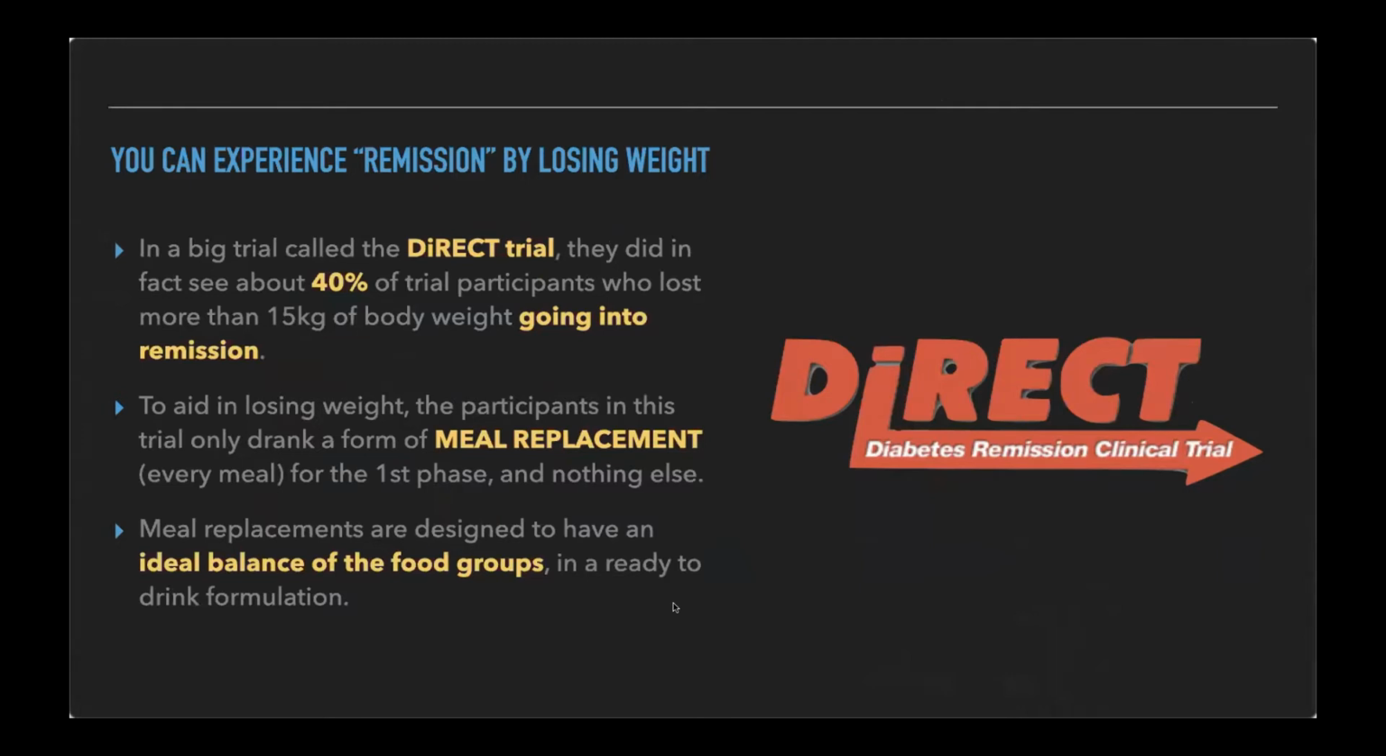In a big trial called the DIRECT trial, they did in fact see about 40% of trial participants who lost more than 15 kilograms of body weight going into remission. Remission can be considered the closest thing to a cure where you do not need medication to keep your blood sugars in range. To aid in losing weight, the participants in this trial only drank a form of meal replacement for the first phase and nothing else. Meal replacements are designed to have an ideal balance of food groups in a ready-to-drink formulation.